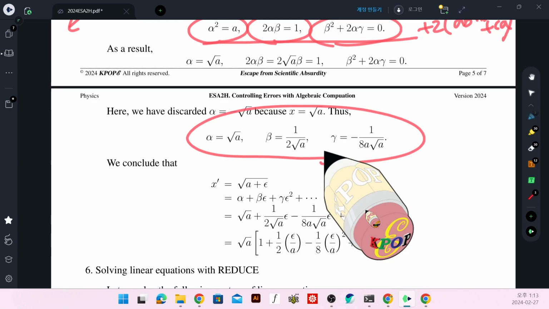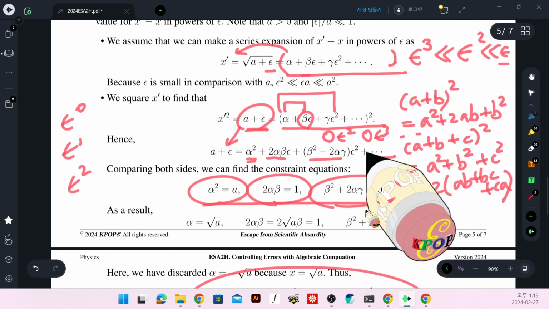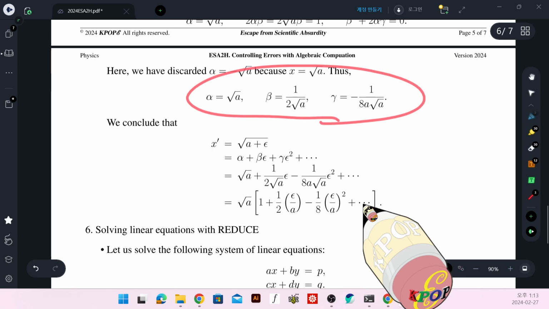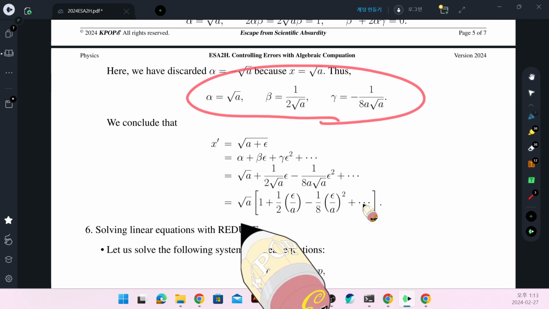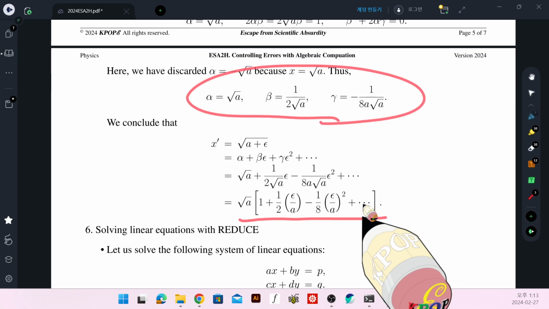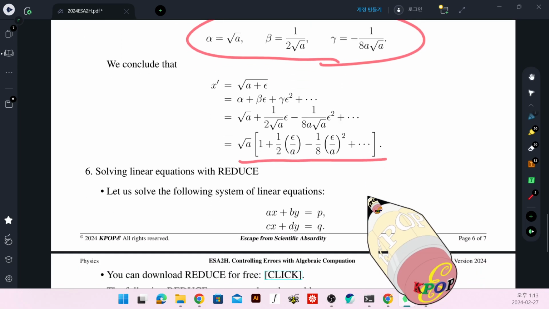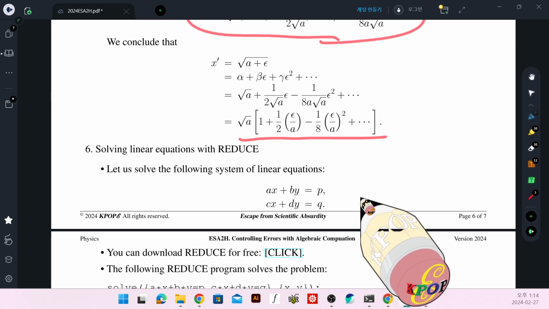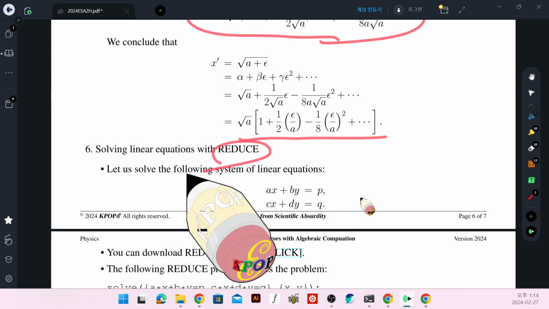And I can substitute these values into the original expansion formula. So I find it is expressed in terms of this. Okay? You can do it yourself. If you are not good at algebra, why don't you make use of the Reduce program that I have provided, so you can freely download the file and run the programs. Examples of the programs are already given in our Naver Cafe.